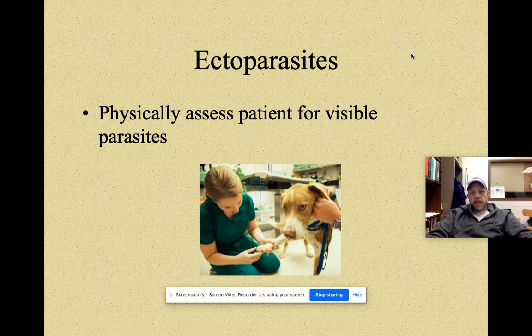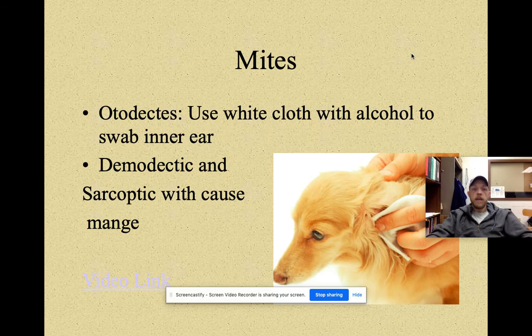Ectoparasites are those ones that are the external. And for the parasites, we covered those ectoparasites. It's all about physical assessment. What is visible on that patient for those parasites?